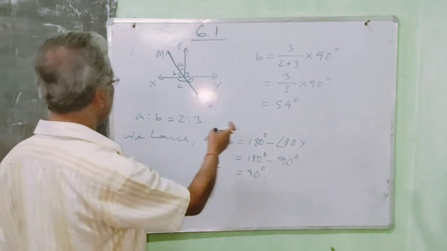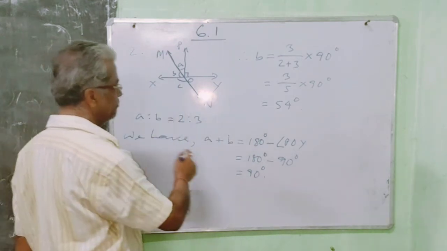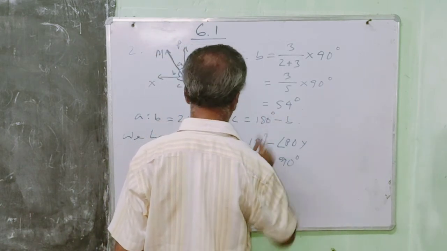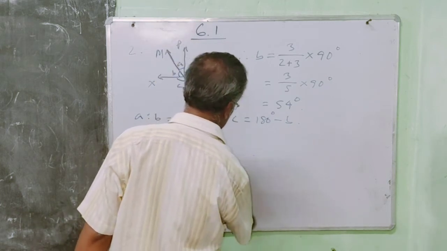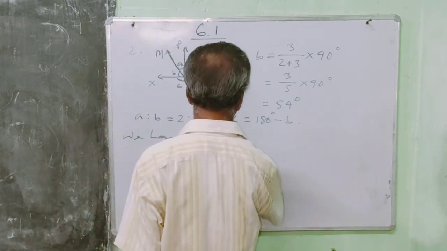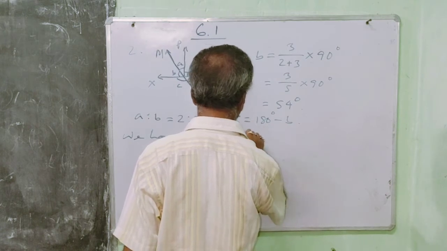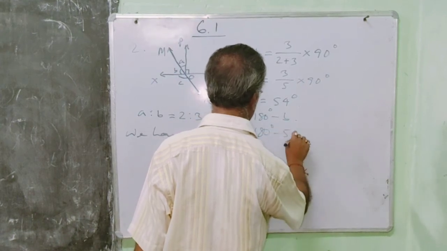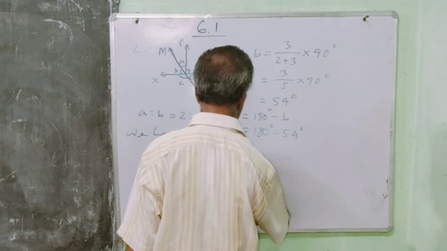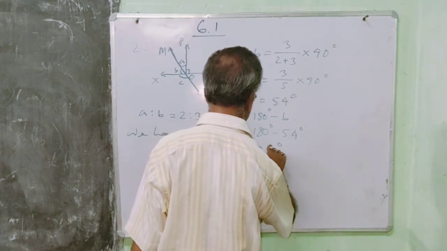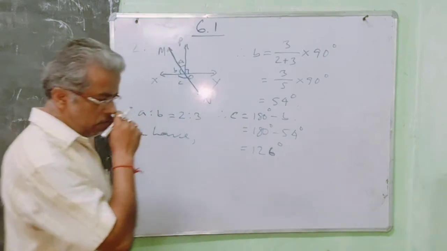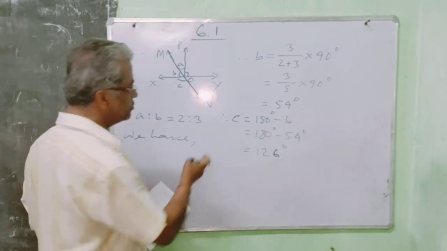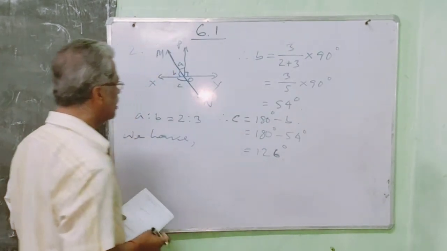So if B is equal to 54 degrees, then C will be 180 minus B. Therefore, C is equal to 180 degrees minus 54 degrees, which is equal to 126 degrees. So question number 2 is completed. We have found the value of C is 126 degrees.